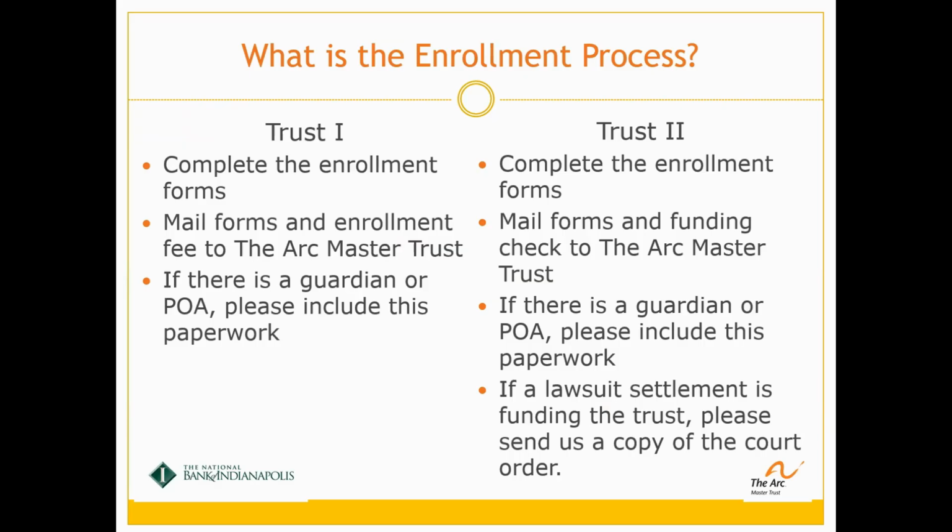For Trust 1, to set up this trust, we will need the completed enrollment forms and the enrollment fee. These forms are also known as the joinder agreement, and you'll see joinder agreement at the top of the page on the enrollment forms. These forms are available to print on our website, and we can also mail or provide you with a paper copy of these forms. The completed forms and the enrollment fee can be mailed to our office, and the enrollment fee and fee information is also available on our website.